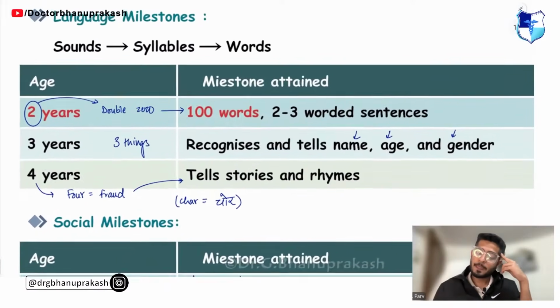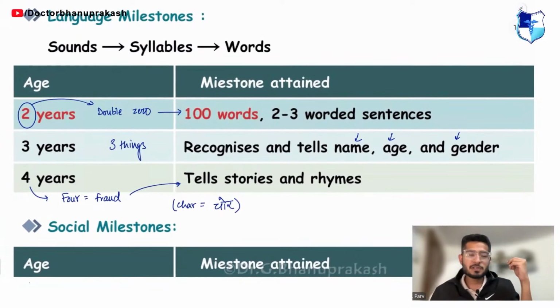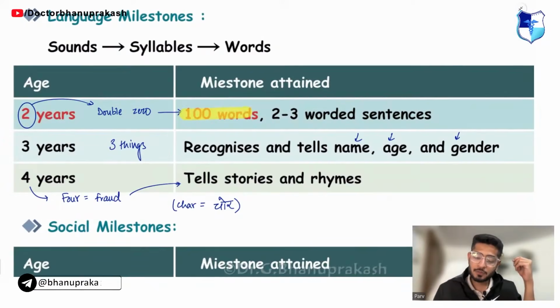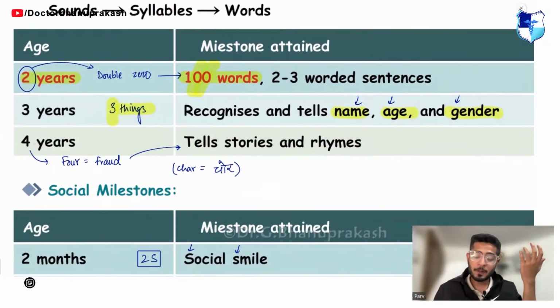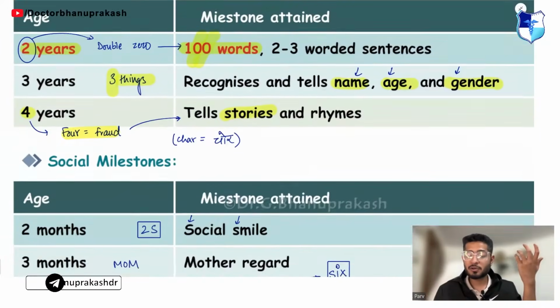2 years. Now this was also an FMG question which was asked: 100 words will be spoken by the kid at how much time? So remember, 2 years, 00. How many zeros are there? 2 zeros are going to be there. 2 years. Then 3 years is actually 3 things, so name, age and gender. 4 years is actually fraud. F for 4, F for fraud. Fraud means telling the wrong stories.